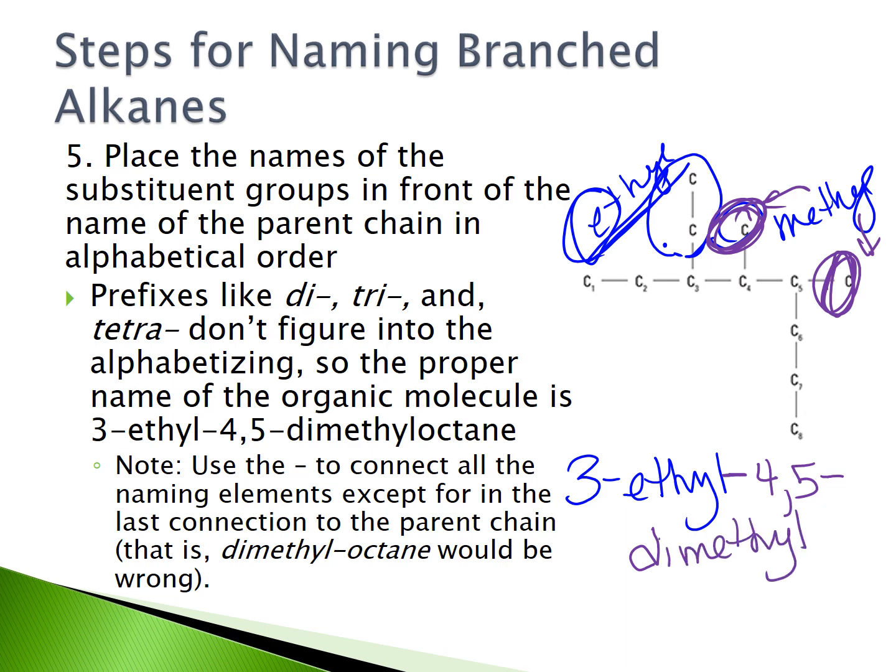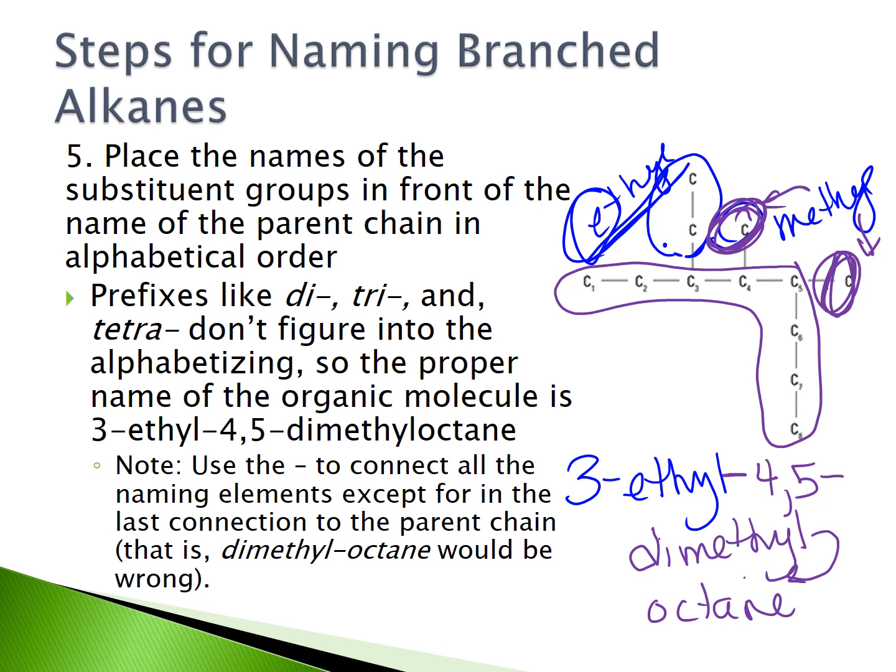Then you write down the main chain, which was octane. This should not have a space, but it goes dimethyloctane. And you don't put a dash in between your last alkyl group and your main chain. So it'd be exactly looking like that.